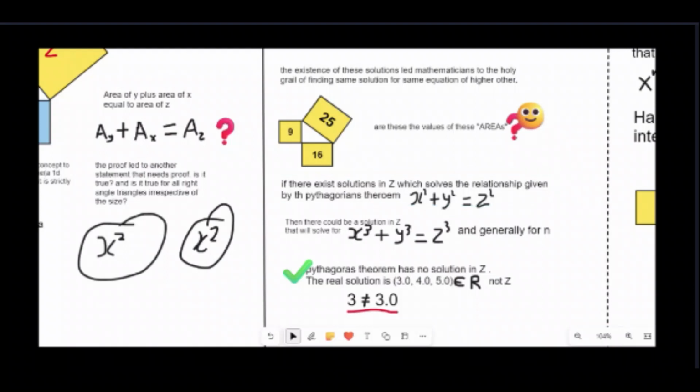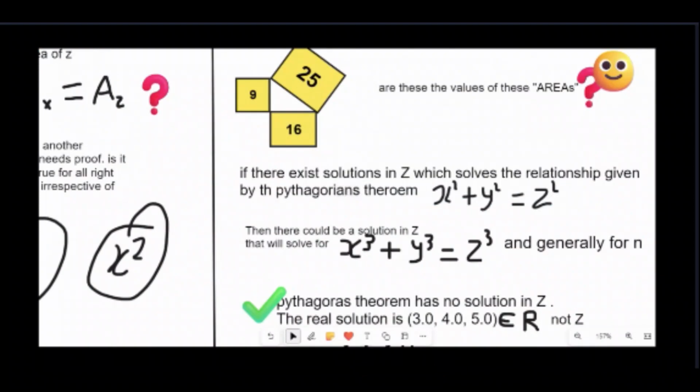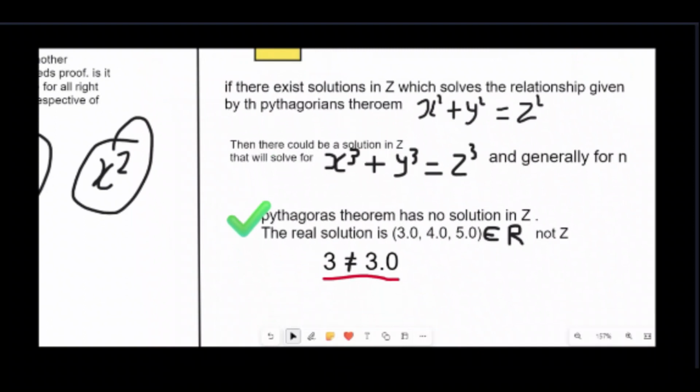It's because if you have a solution in Z which is an integer, that means you have an integer solution that can solve this one, x squared plus y squared is equal to z squared. Then mathematicians think that there should be a solution too in Z, which is an integer, that will solve x raised to power 3 plus y raised to power 3 is equal to z raised to power 3. It is the same form, but just that the power increases by 1. And they even reason further to think that there could be an integer which could solve the general form of this equation, that's x raised to power n plus y raised to power n is equal to z raised to power n.